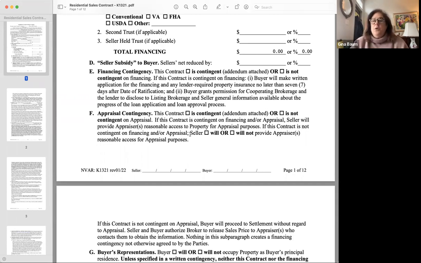However, they still may need an appraisal for their loan. So this is where that instance would come in, that the seller will or will not provide appraisers reasonable access for appraisal purposes. If you're waiving the appraisal contingency and yet your clients are still getting a loan, you're going to need to check yes on this. Does that make sense?